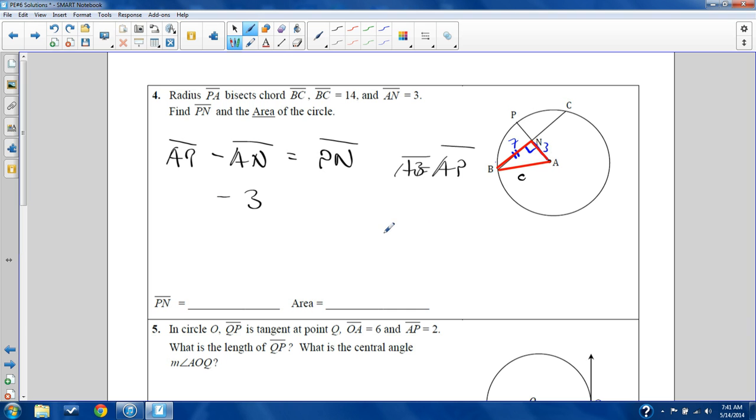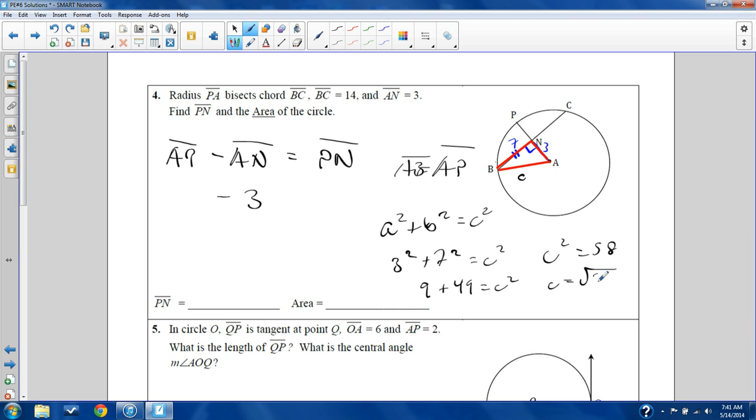Okay, Pythagorean Theorem here. A squared plus B squared equals C squared. 3 squared plus 7 squared equals C squared. 3 squared is 9. 7 squared is 49. So C squared equals 58. C equals the square root of 58. So my length right here, my radius, is square root of 58. So this is square root of 58 as well. So I can do square root of 58 minus 3, and I'll get PN.